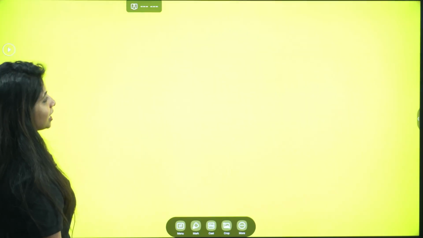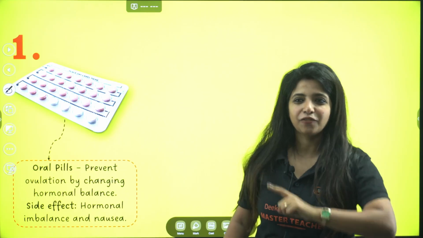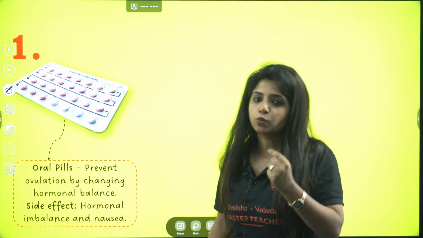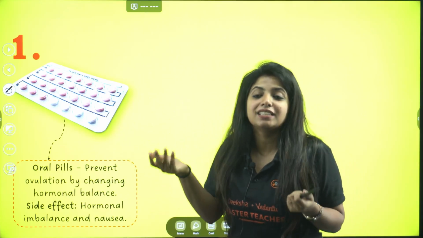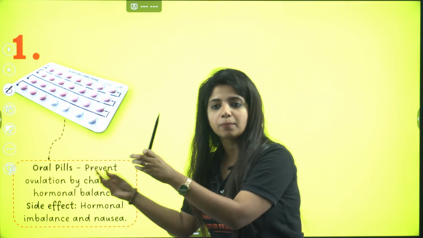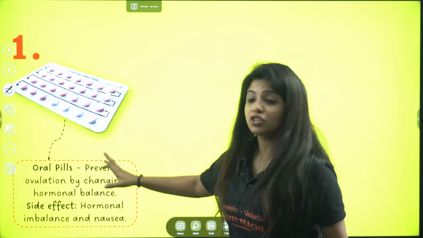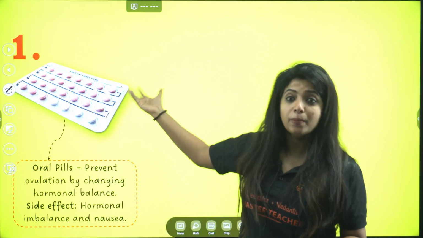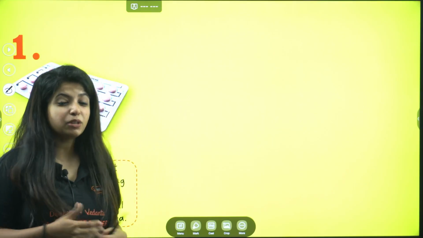Now going to the second part of the story, that is the contraceptive methods and their side effects. The first contraceptive method is oral pills. You have to take the pills. Why? Because it prevents ovulation. That means the release of the egg itself does not happen. If the release of the egg is not happening, do you think the sperm can meet anyone? No. So it prevents ovulation by changing the hormonal balance, and the side effect, since they are hormonal pills, my dear children, is that it can cause hormonal imbalance and also nausea. That means you feel like vomiting.